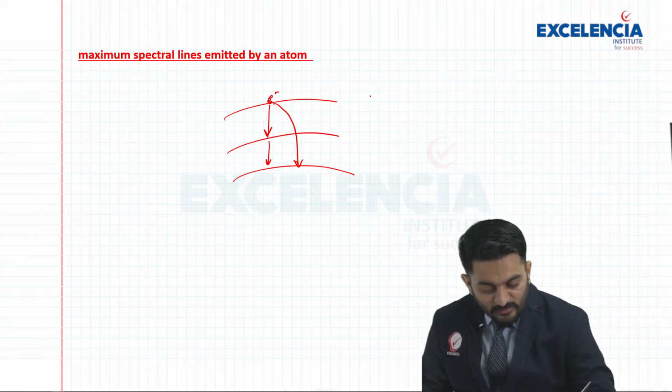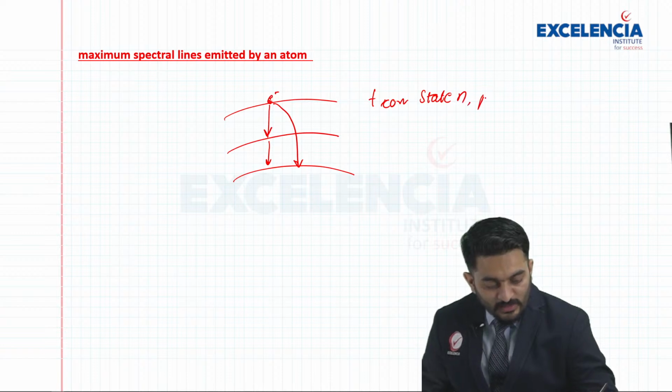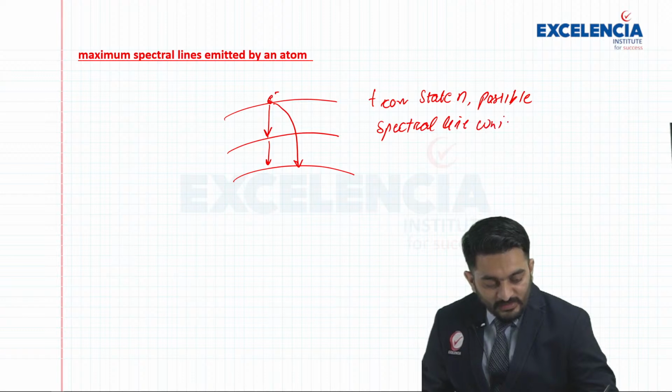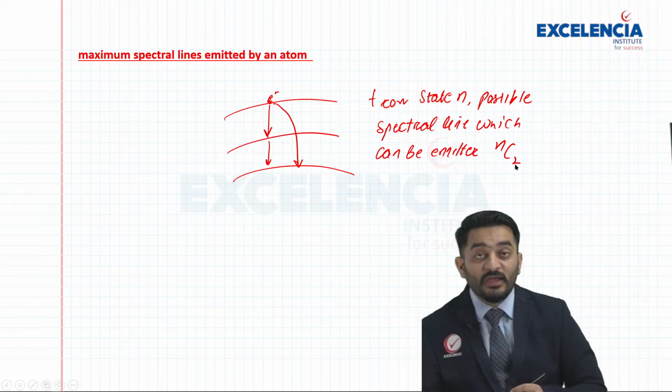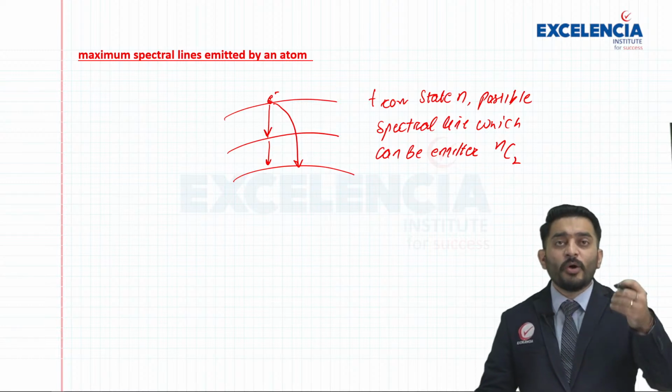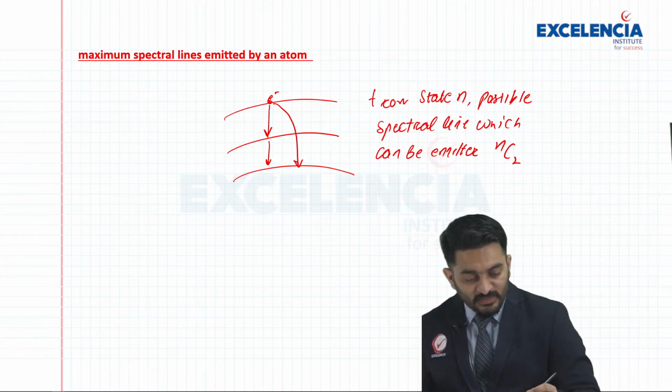So here you need to remember, from state n, this is also important, from state n, the possible spectral lines which can be emitted. If you want to calculate the possible spectral lines which can be emitted, you can use the formula which I have given. Sometimes they will give you the number of the orbit, and you should be able to calculate how many spectral lines can be drawn for this particular case.